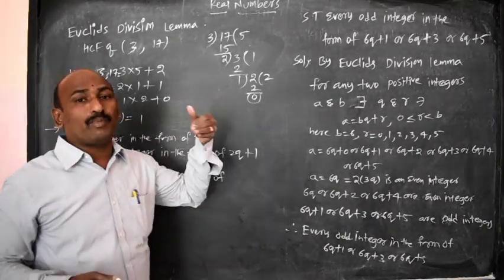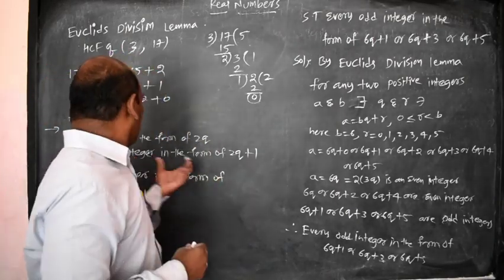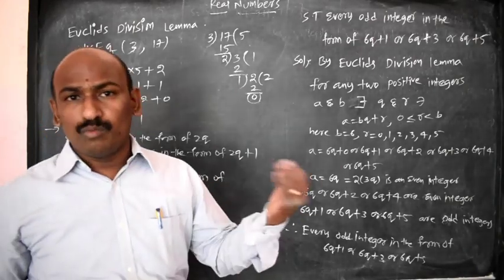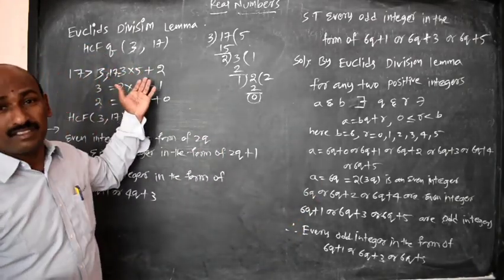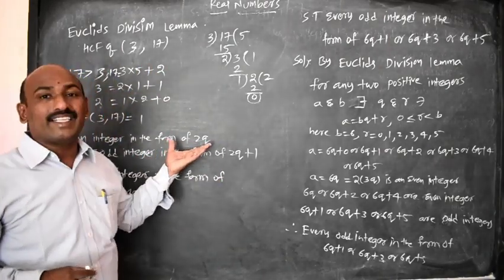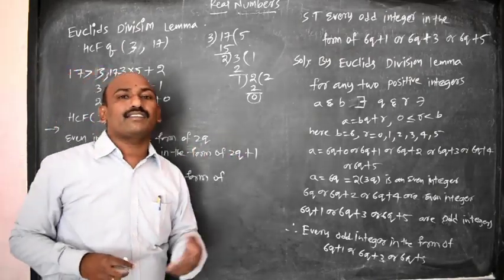Always, if in the first step we get the remainder 0, it means the divisor itself is the HCF. And in this model they can ask 1 mark or 2 marks questions. For 1 mark, they can ask the HCF of two numbers, and they can ask even integers in the form of 2q and odd integers in the form of 2q plus 1.